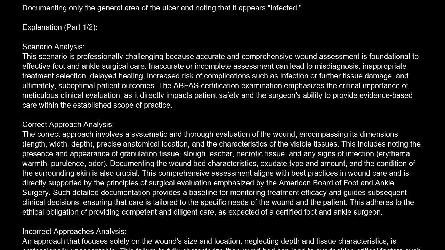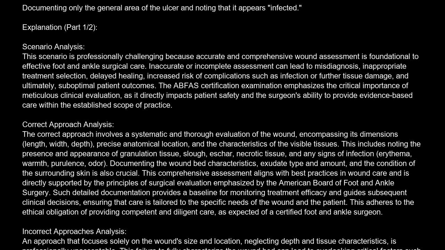Explanation. Scenario analysis. This scenario is professionally challenging because accurate and comprehensive wound assessment is foundational to effective foot and ankle surgical care. Inaccurate or incomplete assessment can lead to misdiagnosis, inappropriate treatment selection, delayed healing, increased risk of complications such as infection or further tissue damage, and ultimately, suboptimal patient outcomes. The ABFAS certification examination emphasizes the critical importance of meticulous clinical evaluation, as it directly impacts patient safety and the surgeon's ability to provide evidence-based care within the established scope of practice.